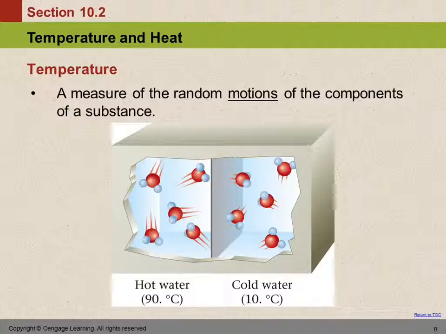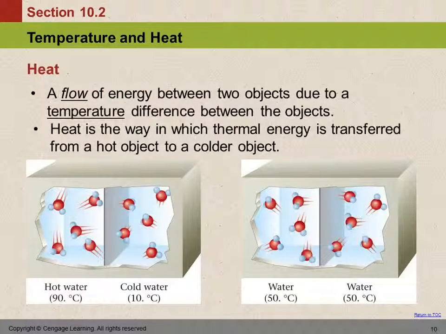We don't see the motion of the particles. The atoms and molecules are far too small for us to see, but they are moving, and we have a lot of scientific evidence that this is going on. So temperature is a measure of the motions of the components of a substance. How is that related to heat?